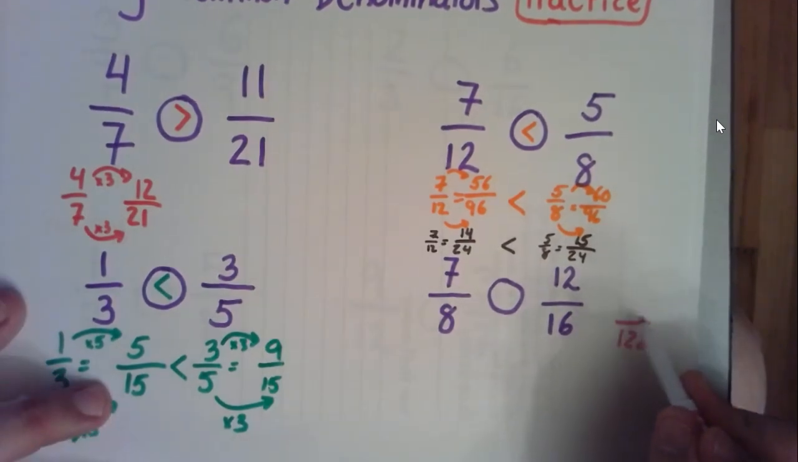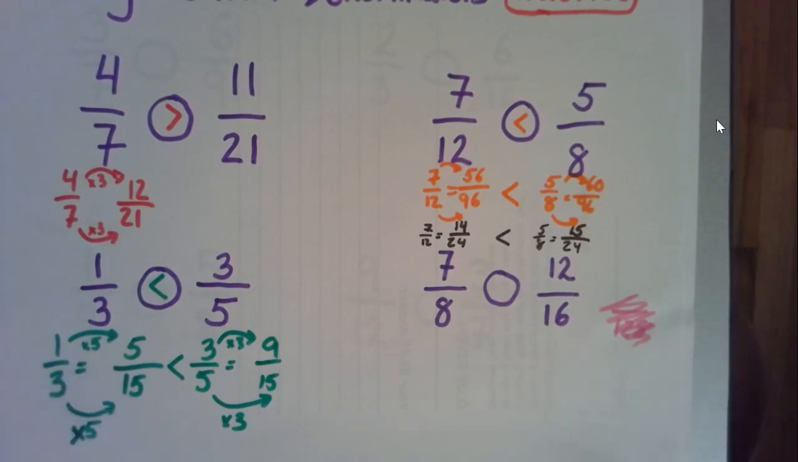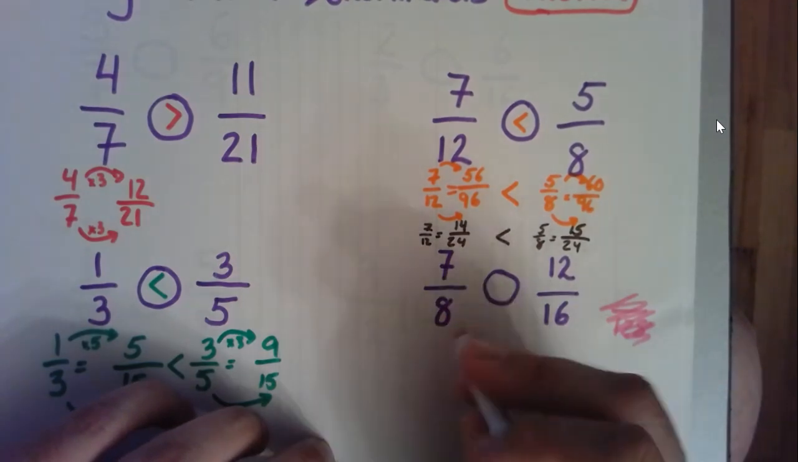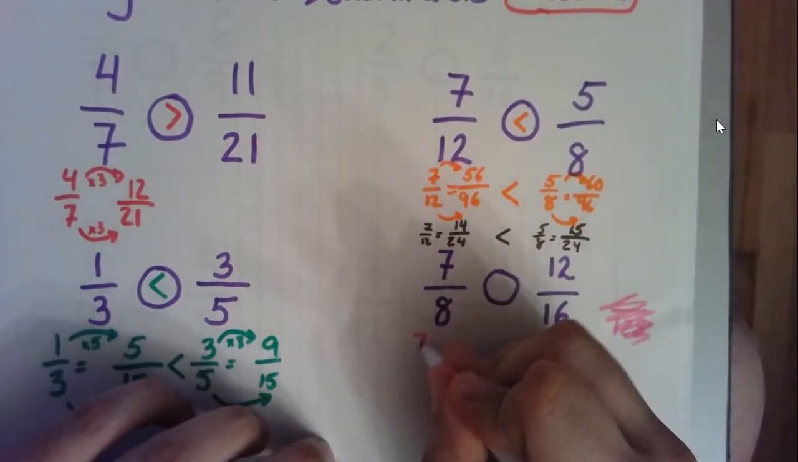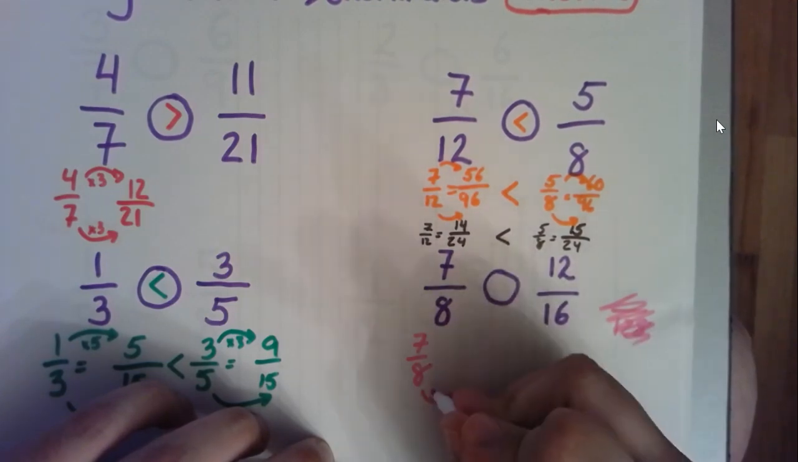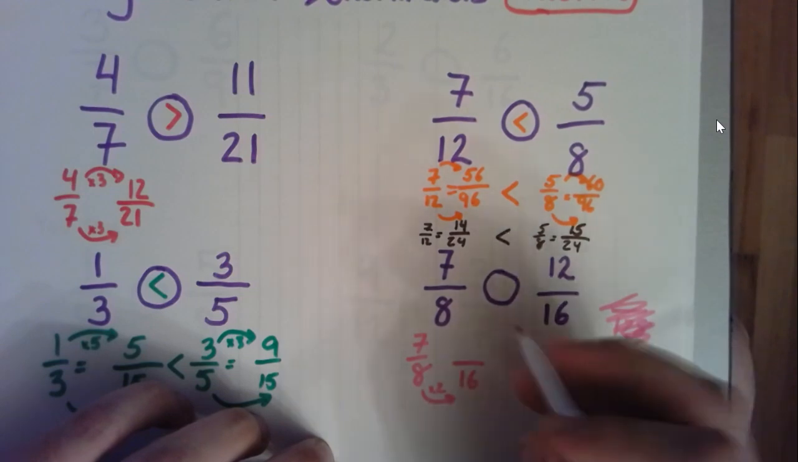There's no need for us to do anything that crazy because, again, I can look for my common denominators. So I could easily turn 7/8 into something out of 16. I could say 7/8, and I can multiply that denominator times 2, and that gets me 16.